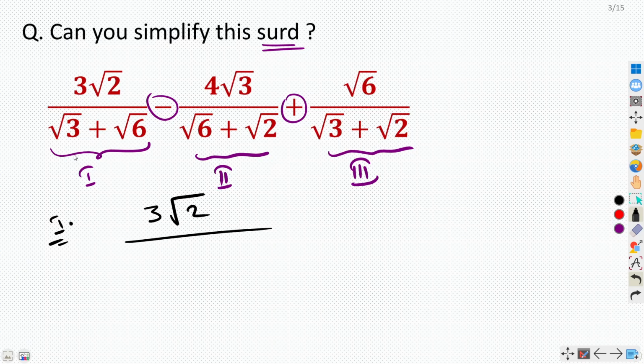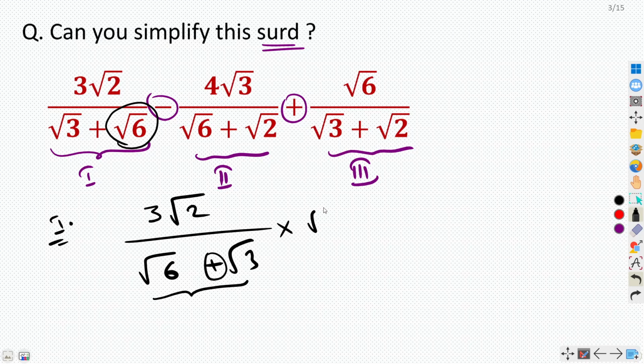divided by root 3 plus root 6. Let us write the larger number first, so root 6 plus root 3. Now we have to rationalize this. So for rationalization, we multiply by the conjugate of the denominator, and the conjugate is an expression with the opposite sign of this one. So if we have plus, I will multiply by a negative sign. So root 6 minus root 3.